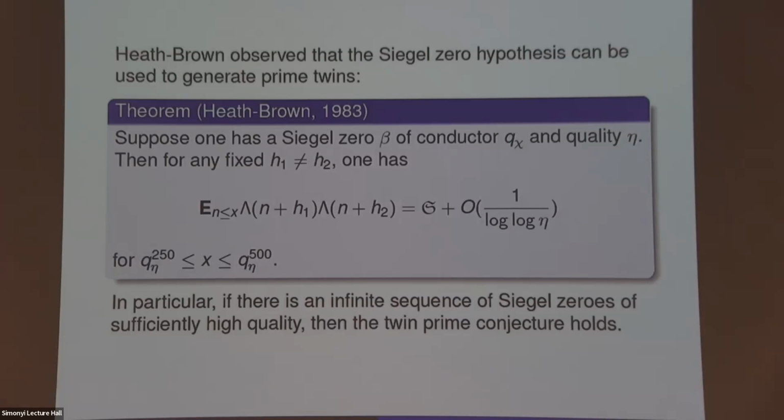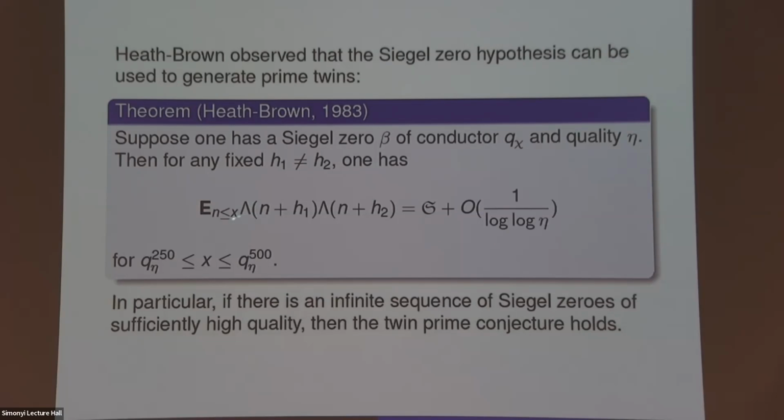This was an old observation of Heath-Brown. The specific result is that if you have one Siegel zero beta with some conductor and some quality, and you want to control a pair correlation, think of, for example, lambda of n, lambda of n plus 2, so that counts twin primes, then the number of primes up to x on average is what is expected to be. The Hardy-Littlewood conjecture predicts a certain singular series, in the case of twins, I think it was 1.32 something, plus an error which is not great, but it gets better as the Siegel zero gets stronger.